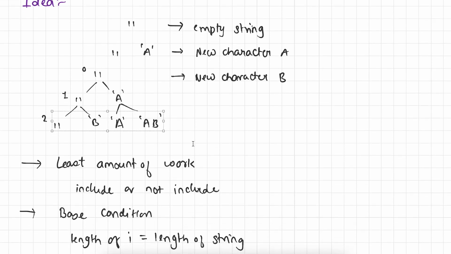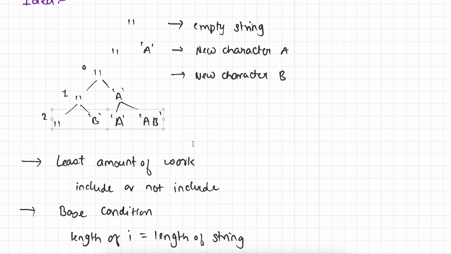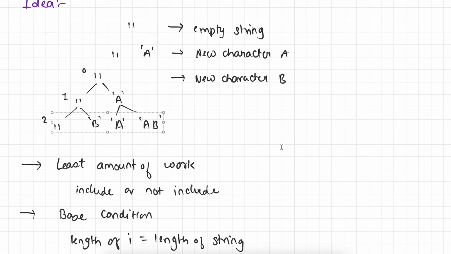Now the question is, as we are using recursion, what is the least amount of work we can do? Because generally in recursion we care about only 2 things. The first is the least amount of work we can do, and the second is the base condition where the recursion should stop. Here the least amount of work we can do is we either include the new element or we do not include it. As simple as that. This is the basic idea that is going to be used by all the recursive calls.